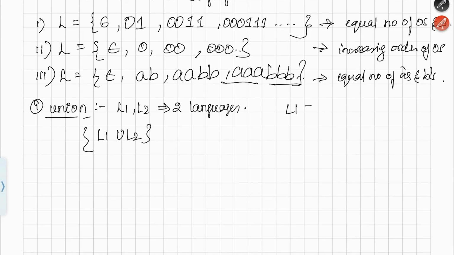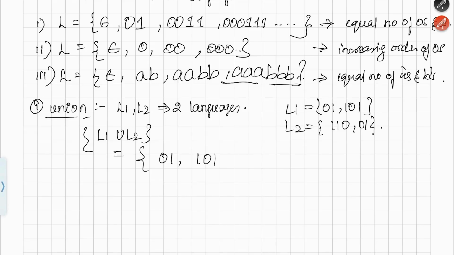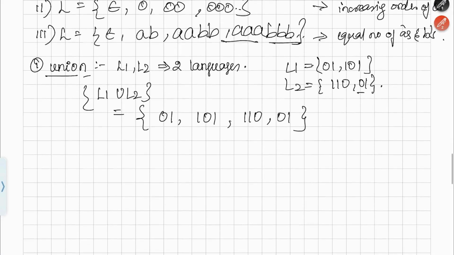Let me take L1 as 0 1 1 0 1. Let me take L2 as 1 1 0 and 0 1 here. So on the combination or union of these two, I would get 0 1 1 0 1. That is, first whatever was there in L1 is placed here, along with that L2 is also placed here. That is, I have 1 1 0 and 0 1 here. So this was about the union.